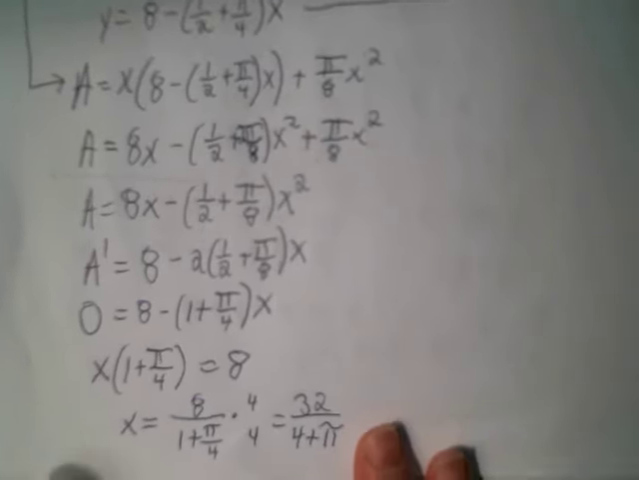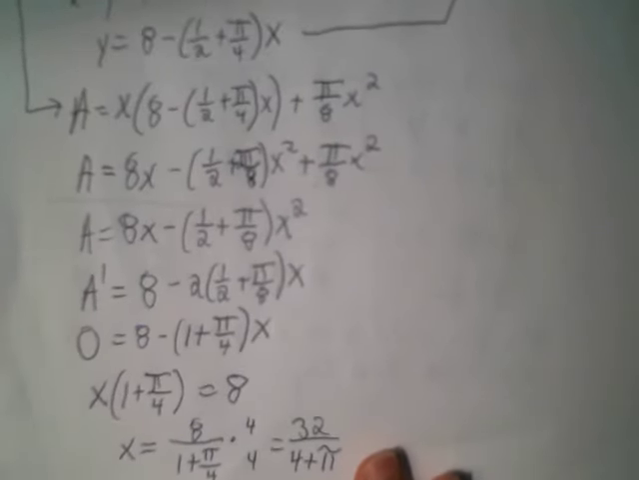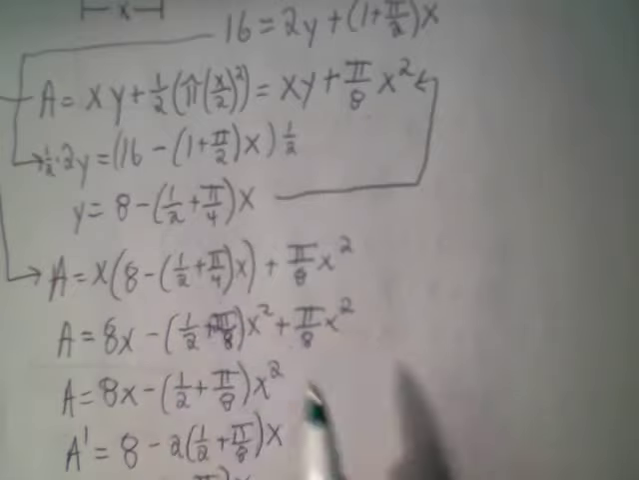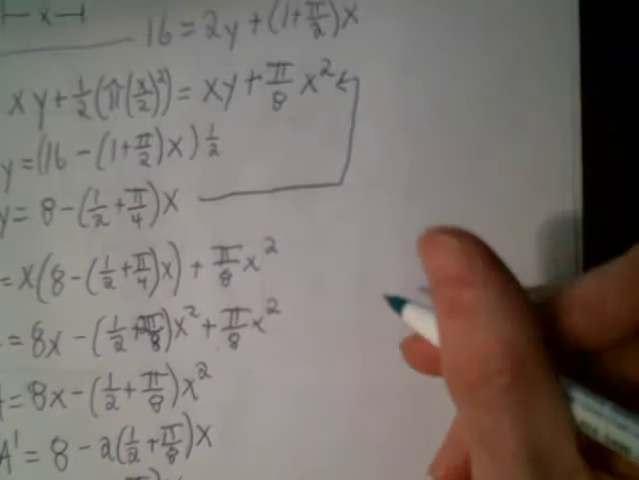Okay, I need the y value as well for the other dimension of my Norman window. So I just look for an equation that has y in it, and then I'll substitute this expression in there. So let's take a look at that.